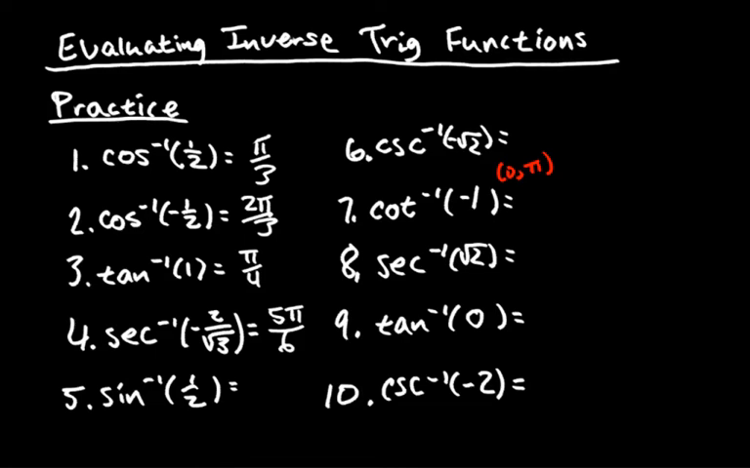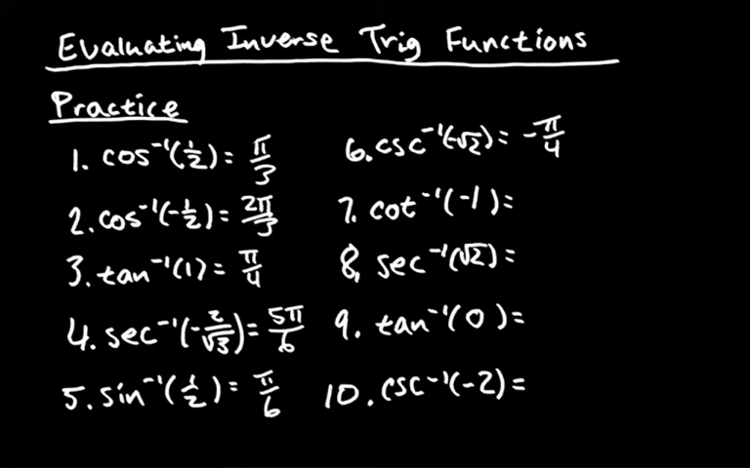Sine inverse of 1/2. Oh, by the way, notice I referenced cosine for secant because cosine and secant are reciprocals. All right, sine inverse of 1/2. Sine is 1/2 when the angle is pi over 6, if we're looking between negative pi over 2 and pi over 2. All right, cosecant inverse of negative square root of 2. So cosecant is reciprocal of sine. Sine is negative 1 over square root of 2 at negative pi over 4. And since it's reciprocal, basically the same thing.